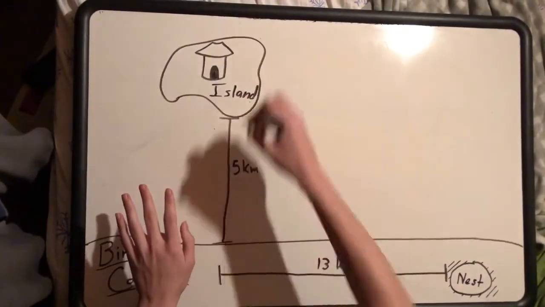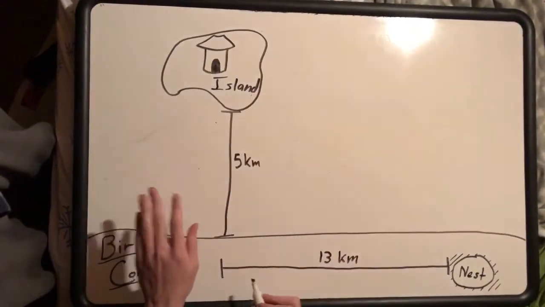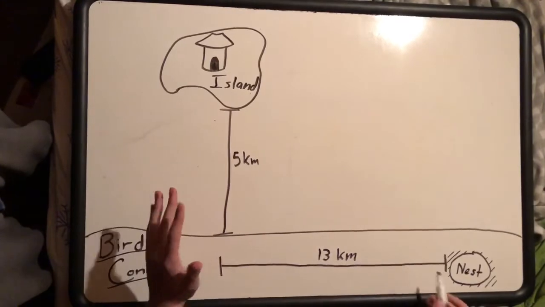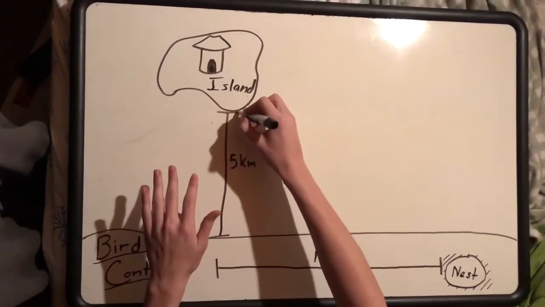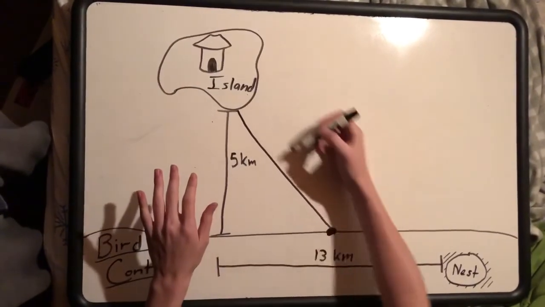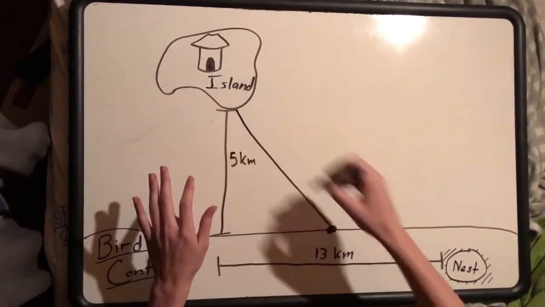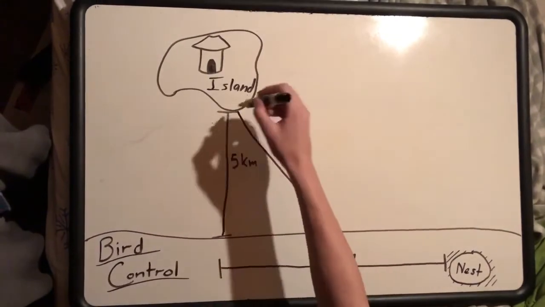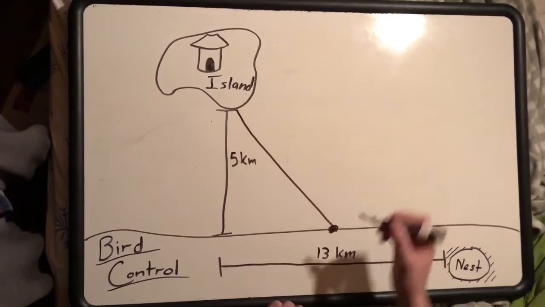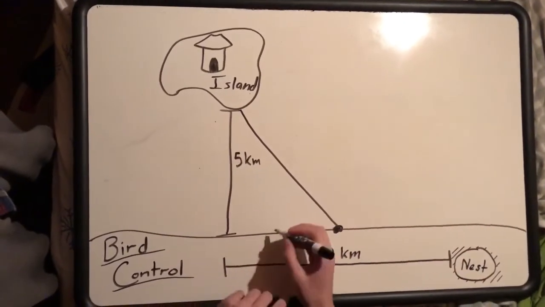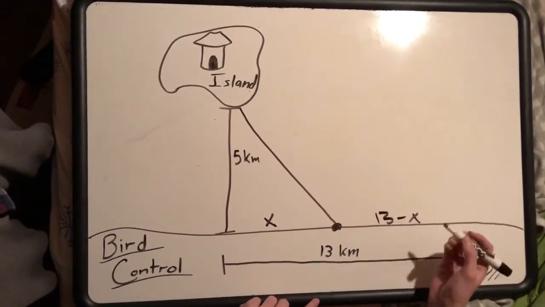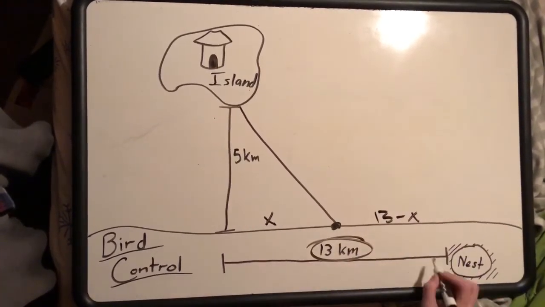So you're 5 kilometers out from the shore, and when you get there, you go straight 13 kilometers to the nest. So you want to go diagonally, because it'll take more energy with the rising waves in the air to get from the island straight here. So you want to go diagonal a little bit and then go straight to the land. We're going to make this x, and this is 13 minus x, because the whole distance is 13.